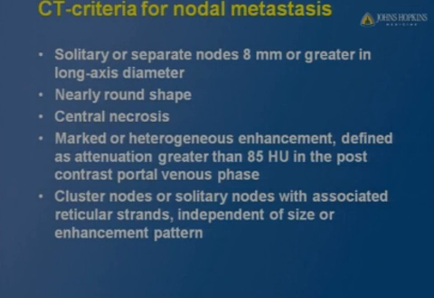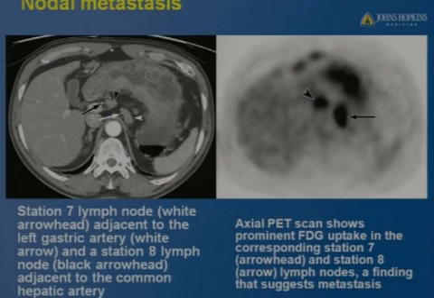What do we see in CT? We don't always successfully separate them, but we look for solitary or separate nodes 8 mm or greater in the short axis, nearly round in shape, with central necrosis, or showing marked and heterogeneous enhancement above 85 Hounsfield units in the post-contrast portal venous phase. Or there may be a cluster of nodes or solitary nodes with associated reticular stranding, in which case we don't depend on the size or enhancement pattern.